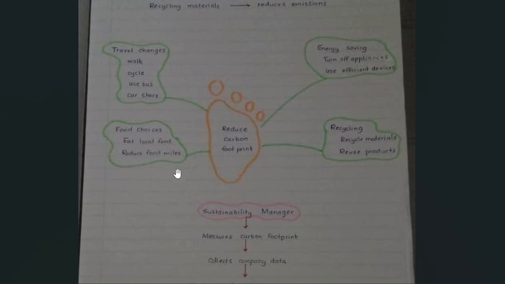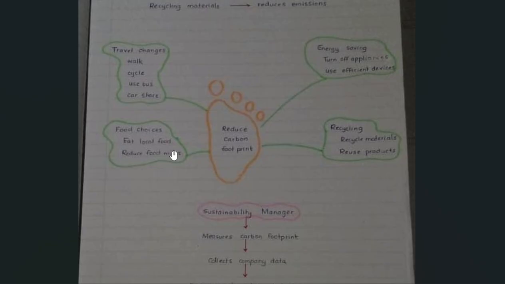Another one is food choices. If you eat local food and if you reduce the food miles. Now, what are food miles? The miles you travel to get your food, right? So you may buy food from the closest place, or you can make it in your own home.